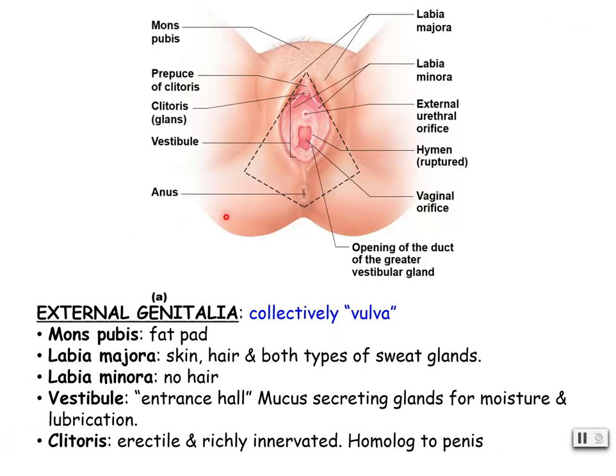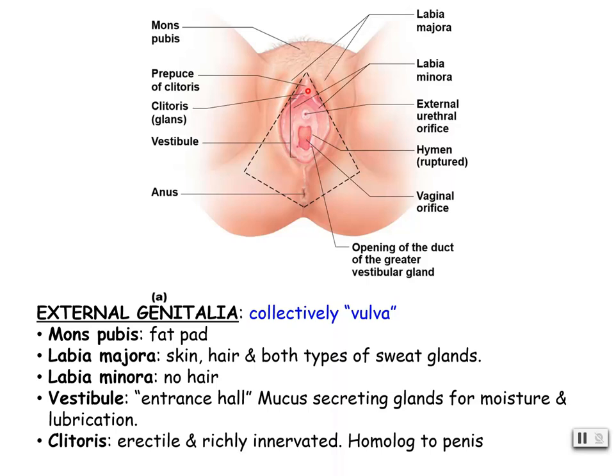So let's look at external genitalia. It's collectively called the vulva. Anterior to the pubic bone is a fat pad called the mons pubis. We'll label it in your diagram. Labia means lips, so the larger lips, the skin folds with hair, which have both types of sweat glands, are called the labia majora. And then right here, these are called the labia minora. If you look at their boundaries, the labia minora make up the vestibule. So this whole area right here is called the vestibule. And inside of the vestibule, the entrance hall, we have the openings to the vestibular glands.